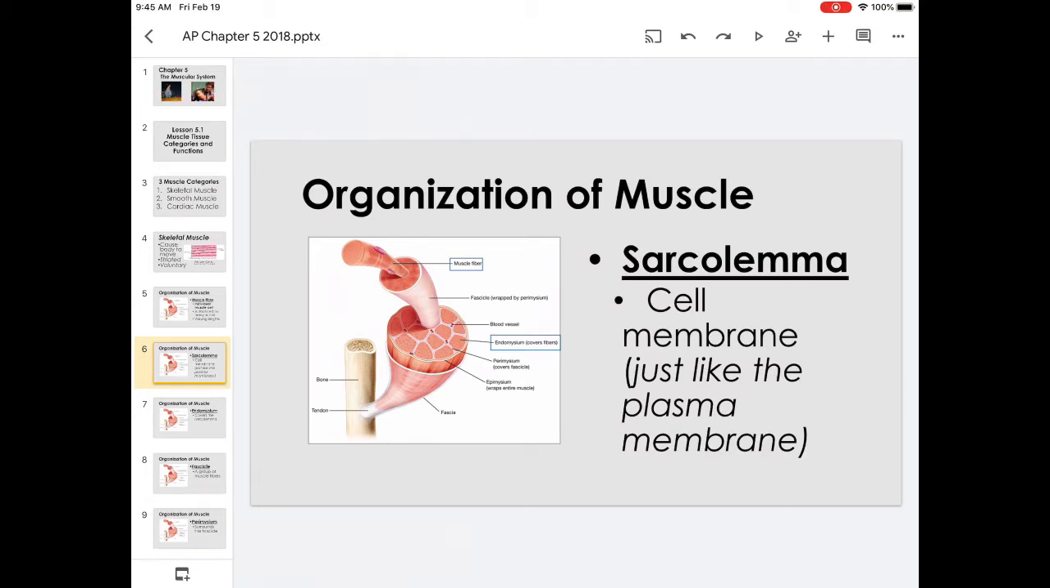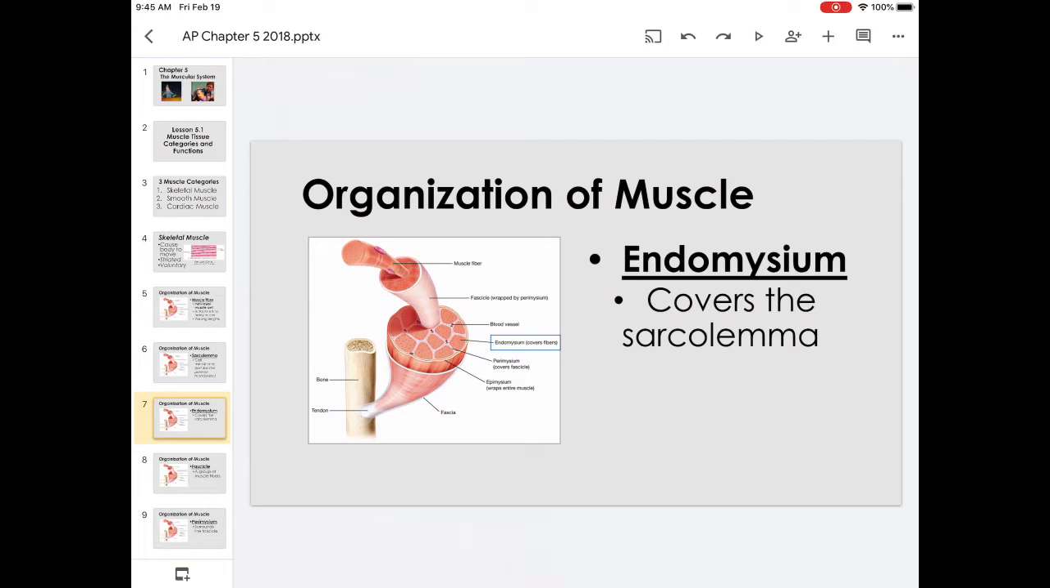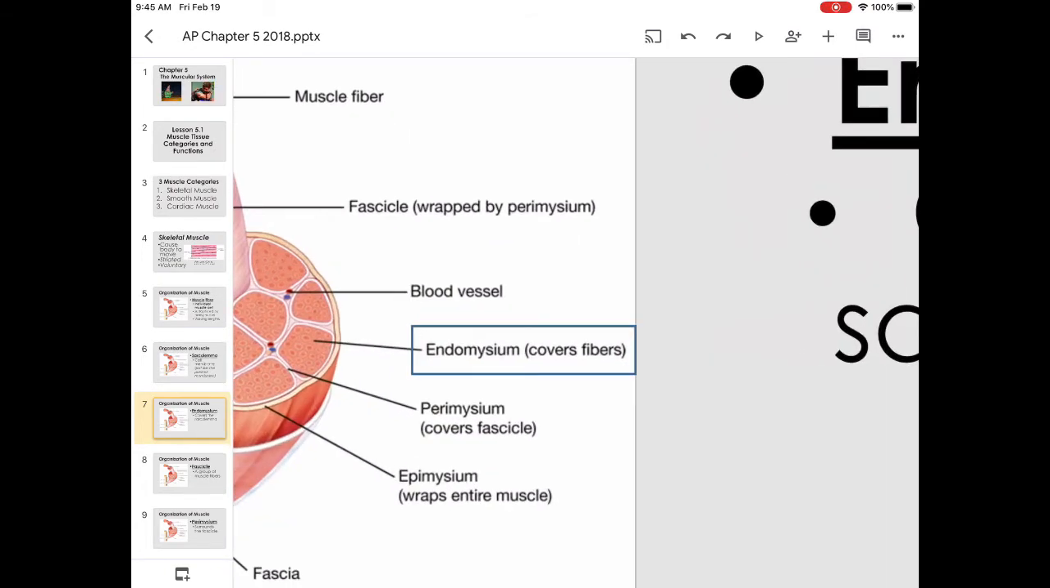Moving on, there's something called a sarcolemma. Sarcolemma basically means a cell membrane, kind of like your plasma membrane that surrounds your cell. But sarcolemma is pretty much the cell membrane of your muscle fiber. So they are going to wrap around your muscle fiber. And this is an important component just for extra protection as well as for structural support.